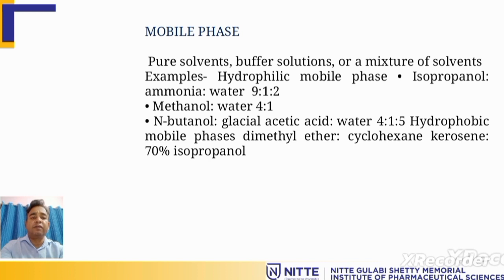There are other solvent systems which can be n-butanol or normal butanol, glacial acetic acid, water in the ratio 4 is to 1 is to 5. And then we have a hydrophobic mobile phase, which contains dimethyl ether, cyclohexane, kerosene, 70% isopropanol. So we have a choice to make a polar or non-polar, or hydrophilic or hydrophobic nature of mobile phase depending upon the nature of the compound to be separated.